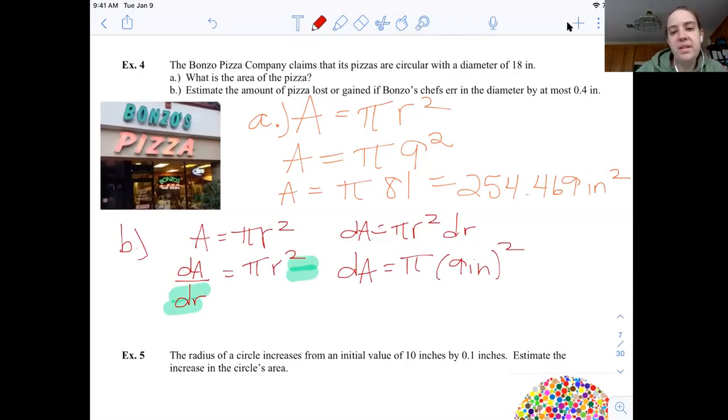Now, the problem statement says that the error in the diameter is 0.4. So what's the error in the radius? Well, it's half of that. You can take half of the error. So it's 0.2. So I am going to first multiply this and leave it in terms of pi. So I've got, I didn't take the derivative. I did a bad job.